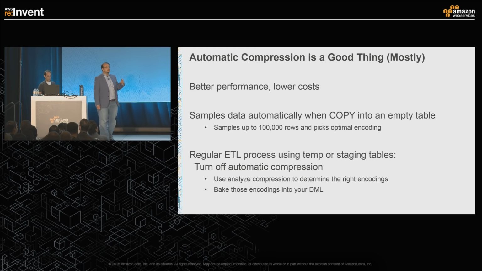So if you load using the COPY command into an empty table, like a staging table or a temporary table, load the data, analyze compression, define the best compression for each column on that table, and then you bake those into the create table. Then you don't do auto compression every single load. It can cost you a lot of loading time if you try to figure out the compression every single time. Okay?